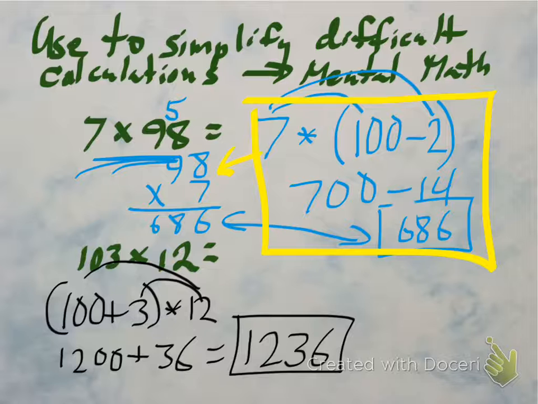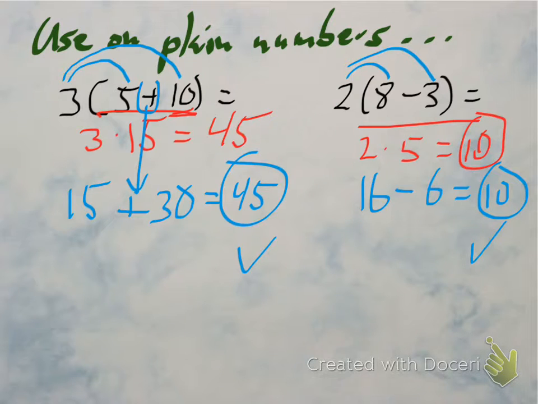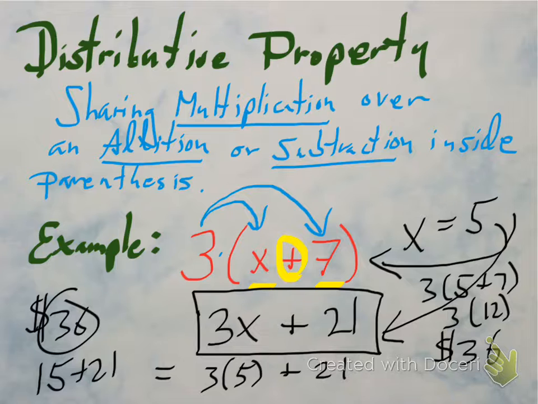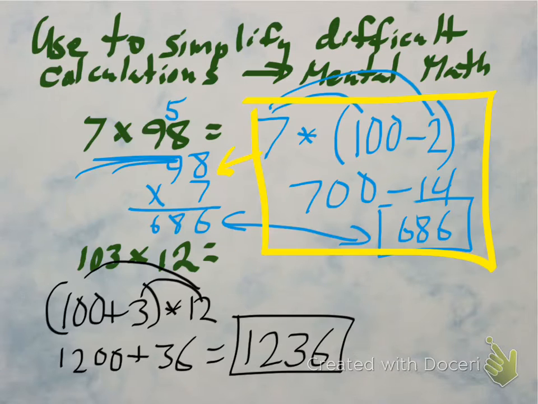Okay. Now, let's go back to the one that we started with. All right. In this one, we had 3 times the quantity x plus 7. There's no getting around the distributive property here. If there's a variable inside the parentheses, the distributive property is the only game in town. So that's really why this is going to be important down the road. This idea of using it to kind of simplify mental math, it kind of makes it useful for now.